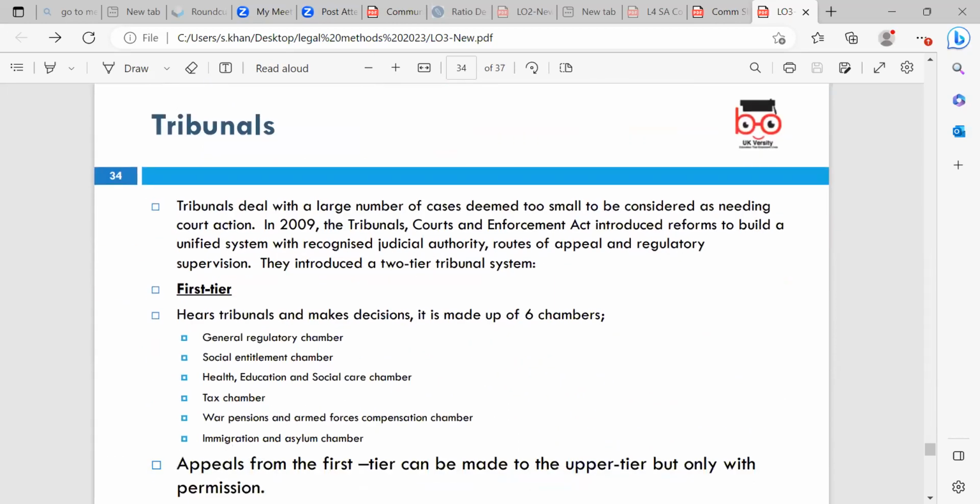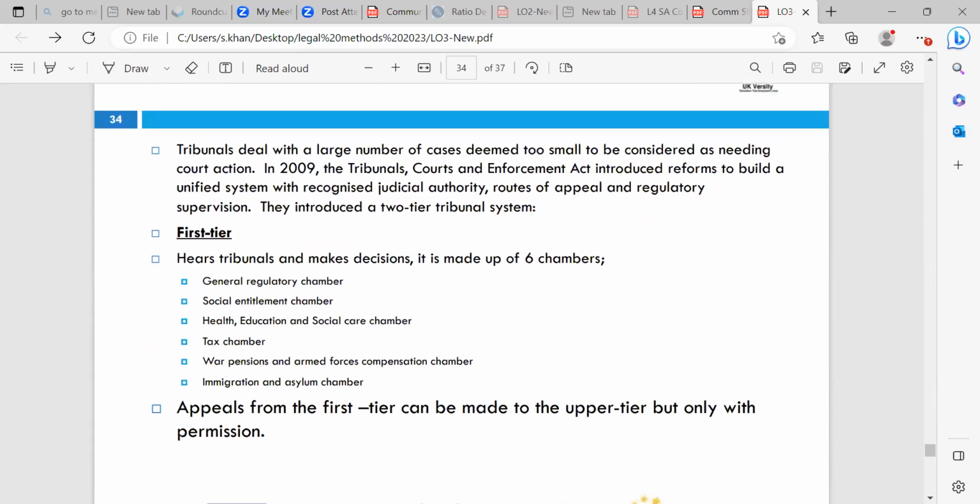Tribunals. Tribunals deal with a large number of cases deemed too small to be considered as needing court action. In 2009, the Tribunals, Courts and Enforcement Act introduced reforms to build a unified system with recognised judicial authority, routes of appeal and regulatory supervision. They introduced a 2-tier tribunal system. The first tier hears tribunals and makes decisions.